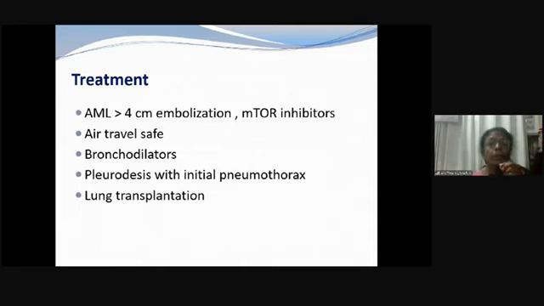And coming to the treatment, associated angiomyolipomas, if they are present and have a size more than 4 centimeters, can bleed profusely. So embolization should be done, and there is a definite role for mTOR inhibitors like sirolimus. Then air travel is considered relatively safe, and bronchodilators should be given if the patient has reversible airway obstruction. And if they present with pneumothorax, pleurodesis should be considered in the first instance itself because there is a high chance of recurrence. And lung transplantation is the last option.